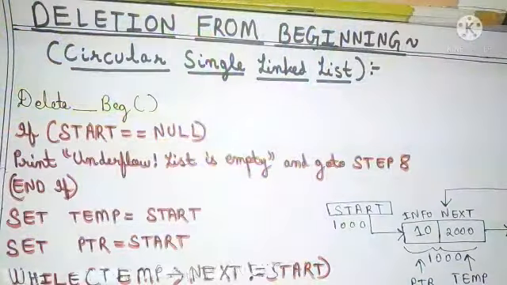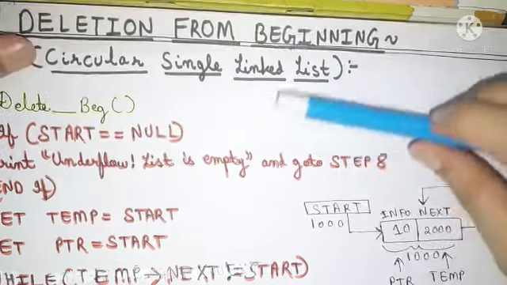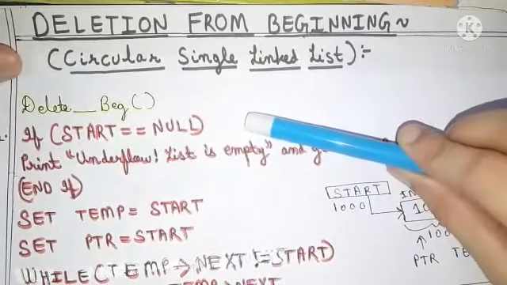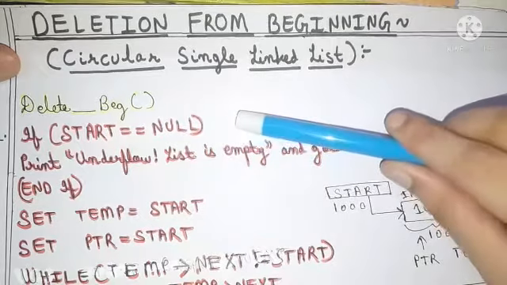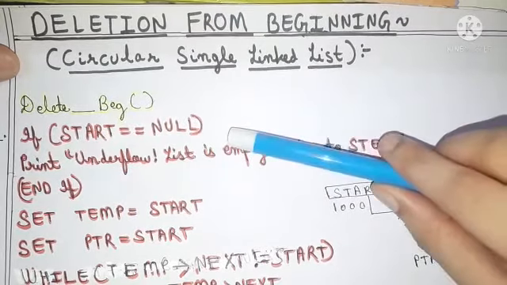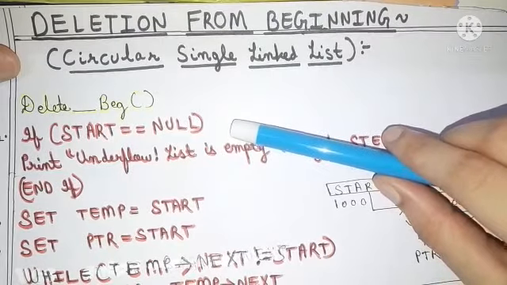So today's video is based on the topic deletion from beginning of circular single linked list. Okay, so let's start with it. First of all, we will name the function as delete beginning. Okay, after that, this statement, that is if start equals to null, it will check whether our list is empty or not. If our list is empty and still we want to delete from the list, then definitely it will give us the underflow condition.